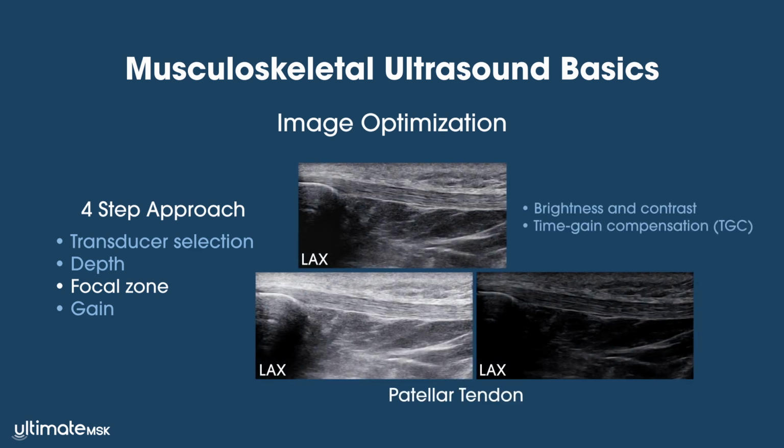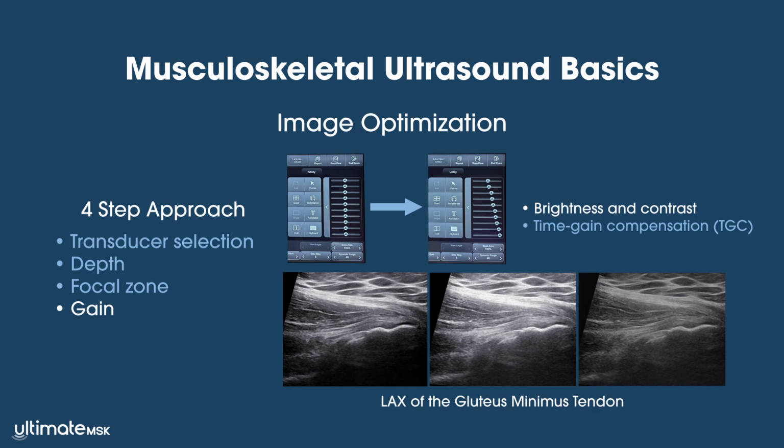The last step in basic image optimization is adjusting the gain, which controls the brightness and contrast of the image. An ultrasound image consists of many shades of gray, so it's important to optimize the contrast between different tissue types. Returning to the patellar tendon example, the image at the top has the gain set to enhance the contrast between the tendon and surrounding tissues. I've artificially increased and decreased the gain in the lower images to demonstrate how contrast is compromised when the gain is adjusted improperly.